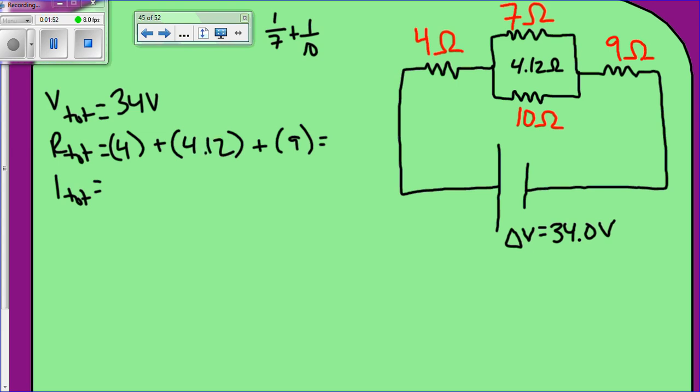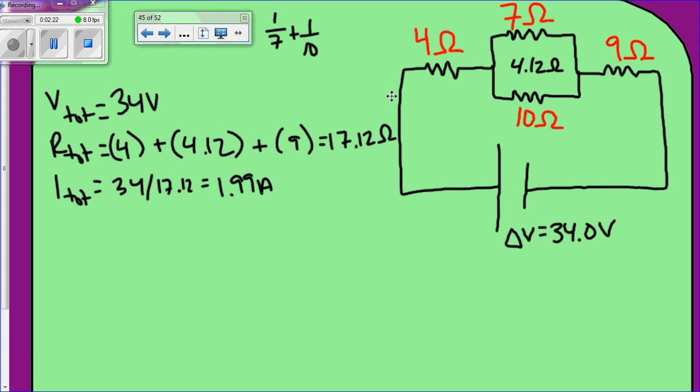So 4 plus 4.12 plus 9 gives us a value of 17.12 ohms as my total resistance. Therefore, I is going to be found by taking 34 divided by 17.12, and that gives us our total current throughout the entire series circuit, which is 1.99 amps. Okay, now that we have our totals, let's go in and solve for our individual values here.